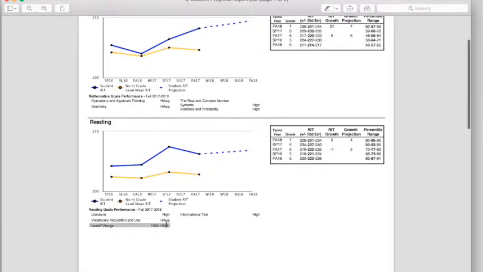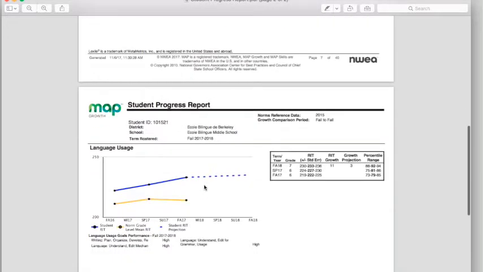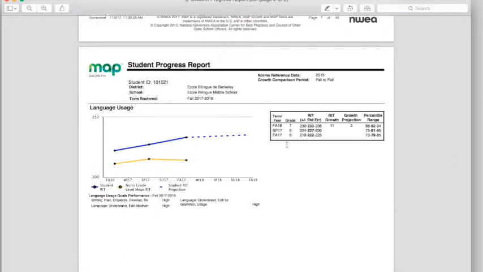Reading, again, the Lexile range down here, and the information that is relevant to the student again on all of these different things. You'll notice that the language usage only starts in the 6th grade because those tests are not given at the lower school. So this will only reflect the last 3. Or if you are a brand new 6th grade student, you will only have 1 data point here as you see that.